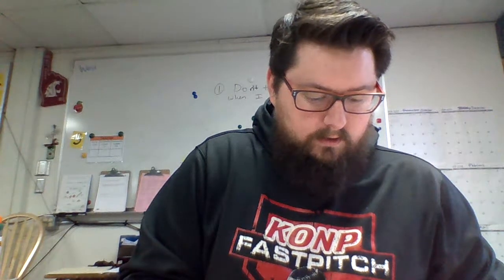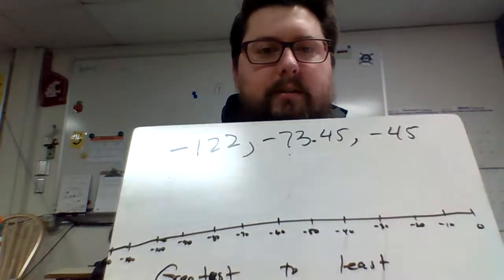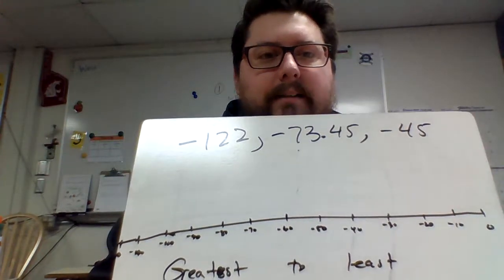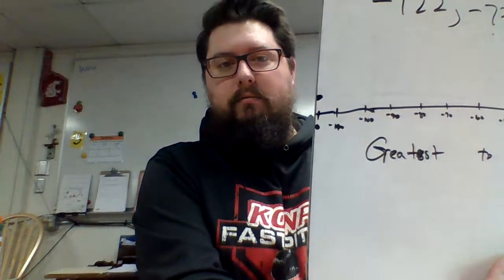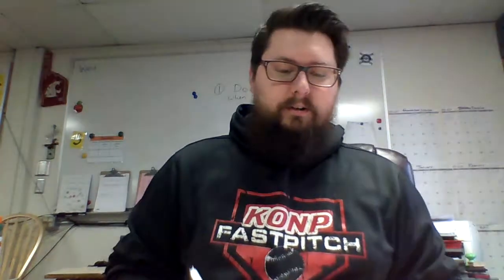Once you get that all finished up, we can plot these points on that number line. All right, so again, yours should look something like that. Start at 0 and go all the way back to negative 120 if you can. Again, our greatest number is going to be the closest number to 0. So let's start with negative 122. It doesn't even fit on my line, so I know it's going to be way down towards the end, way far away from 0.